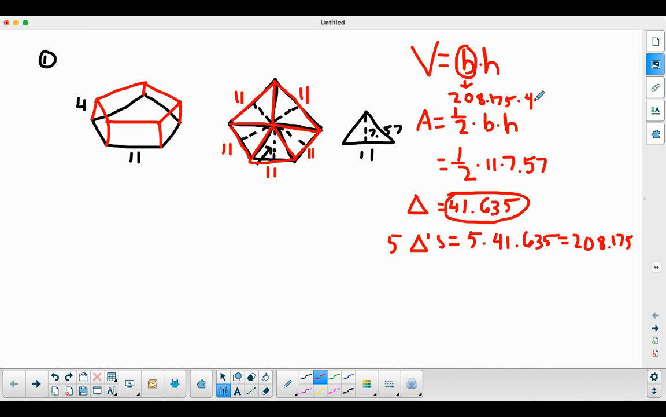So 208.175 times 4 is going to be 832.7. I'm sorry, that should be a 3. 832.7. And that's cubic inches, because we're talking about 3 dimensions. We're talking about cubic dimensions because we have 3 dimensions. So length and depth and height.